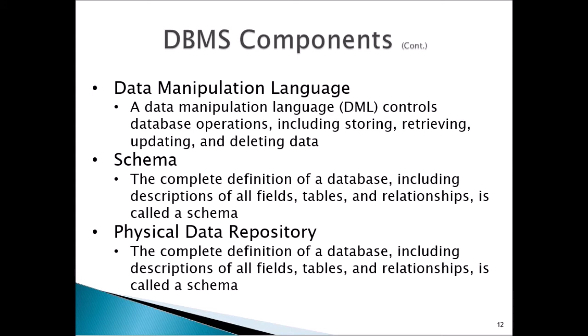Data manipulation language, or DML, controls database operations including storing, retrieving, updating, and deleting data. The schema is the complete definition of a database, including the description of all fields, tables, and relationships. So different databases can have different schemas associated with them. There's the physical data repository, and this is a complete definition of a database, including the description of all fields, tables, and relationships, views, and it is called the schema. So think of it as the physical data repository.